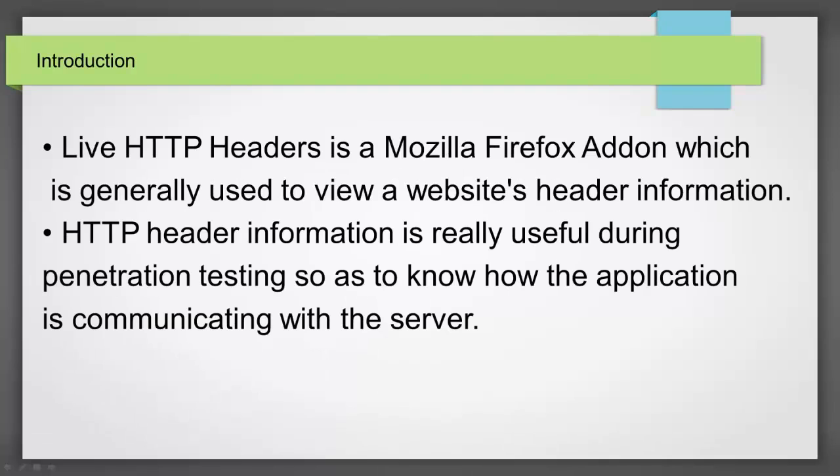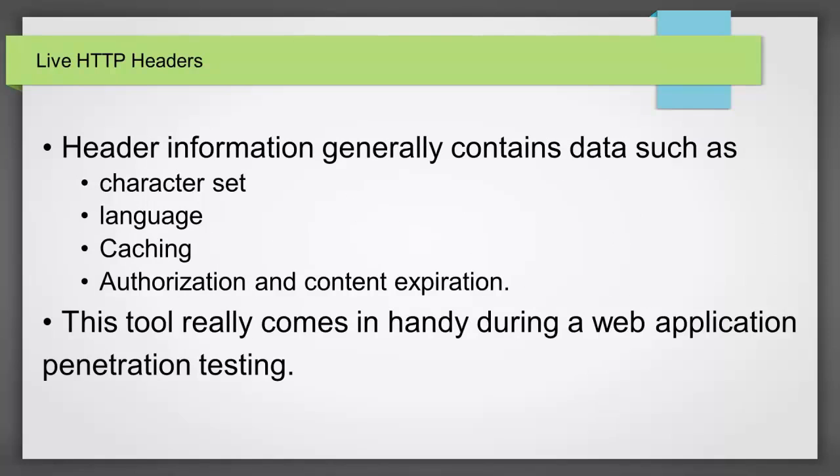Live HTTP Headers is a Mozilla Firefox add-on which is generally used to view a website's header information. HTTP header information is really useful during penetration testing, so as to know how the application is communicating with the server. Header information generally contains data such as the character set, the language, the caching, the authorization and content expiration. So this tool really comes in handy during web application penetration testing.